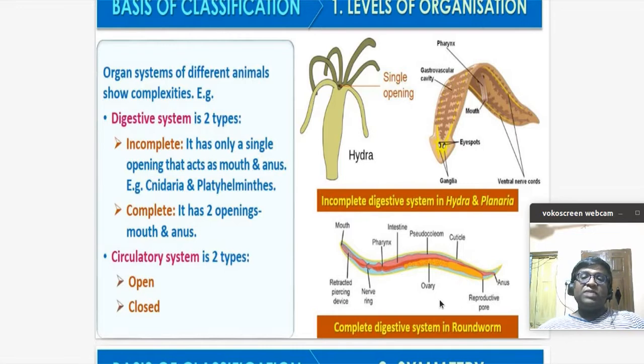Even we human beings, we have a closed type of circulatory system, because the heart pumps the blood into the blood vessels. So if they pump the blood directly into the open spaces and they are bathing the cells and tissues, we call it as open type of circulatory system.